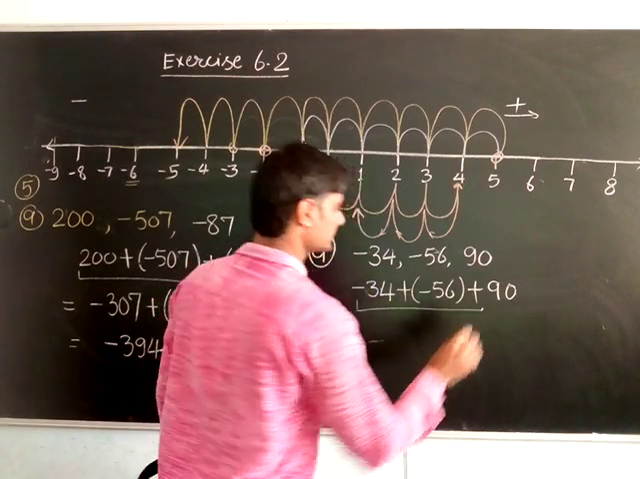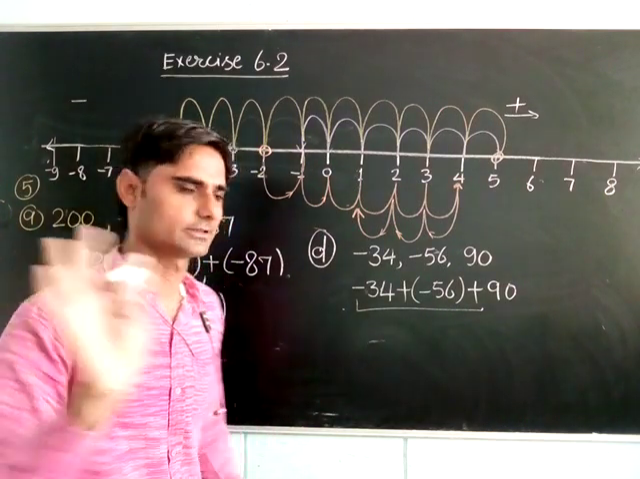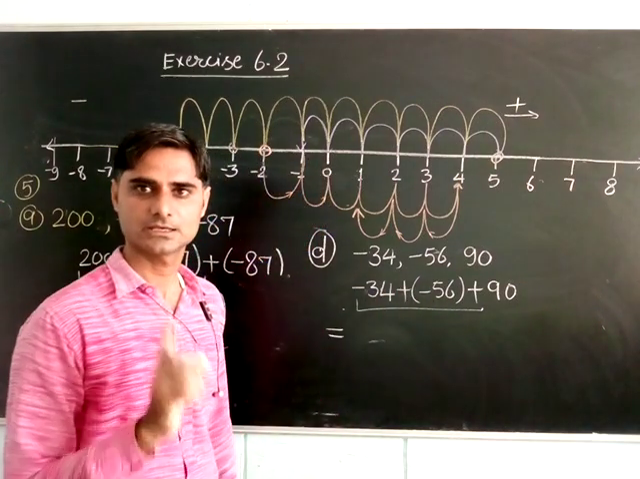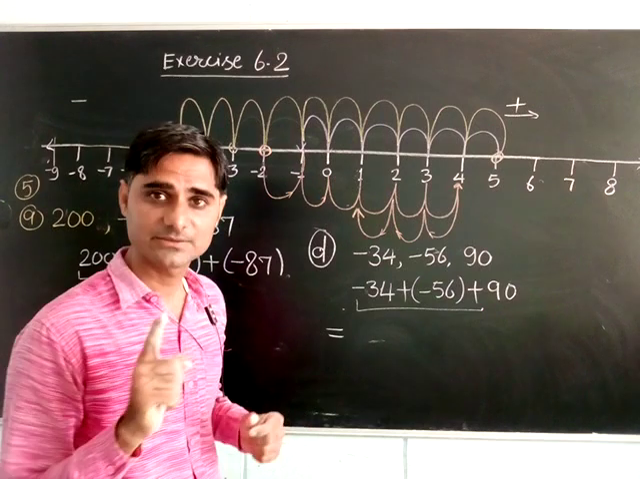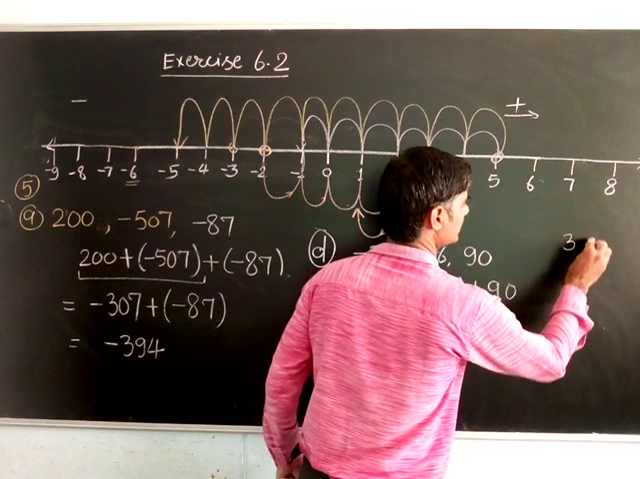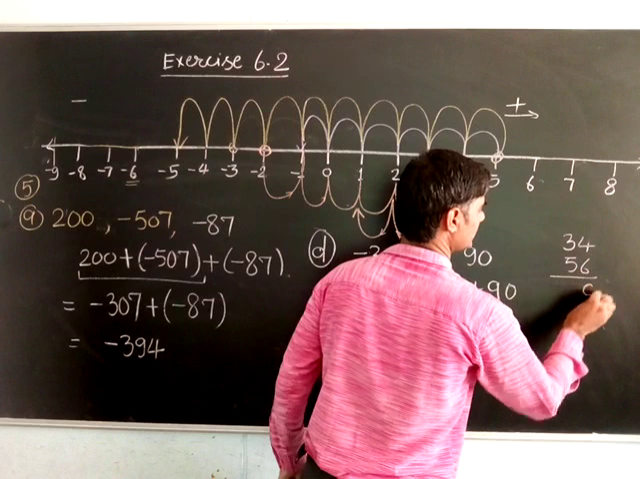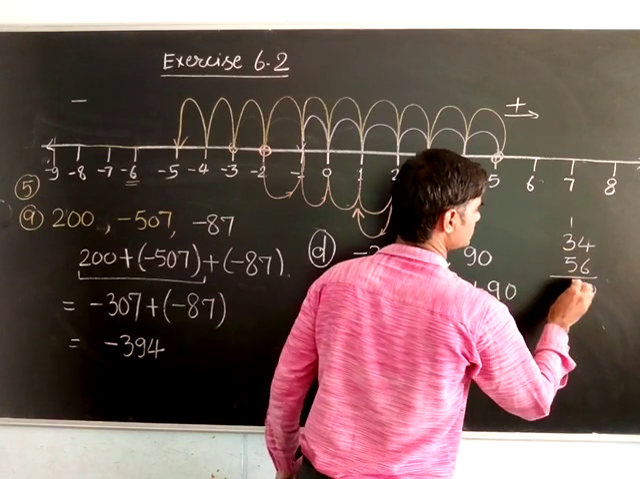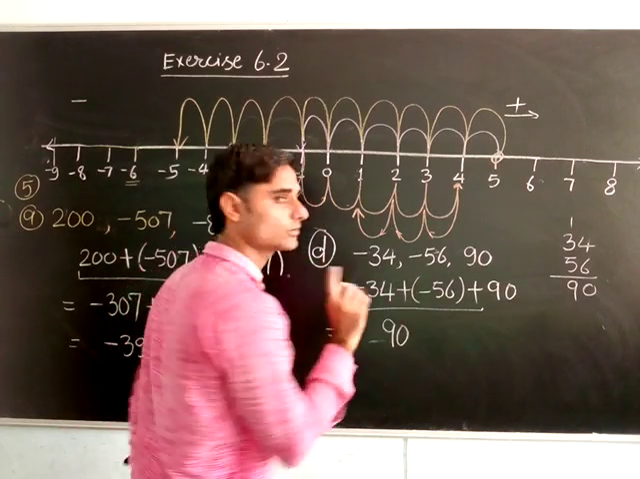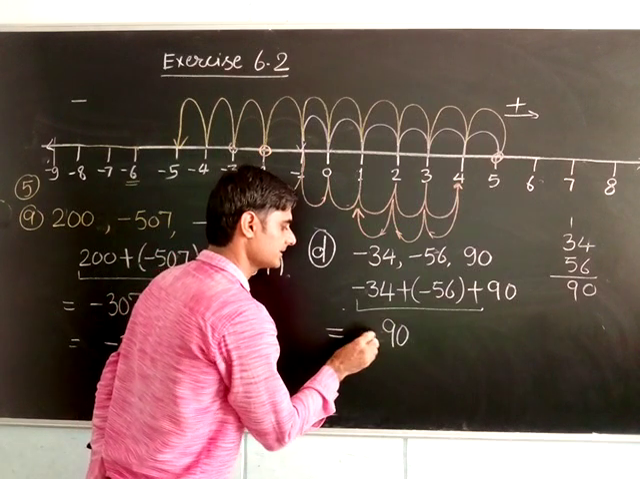First, take first two. शुरू वाले दोनों ले लो and solve them properly. How to solve? Both are having same sign. Yes, if both are having same sign, they will be added to each other. Just add them. Add here 34 plus 56. 6 plus 4 equal 10, 5 plus 3, 8 plus 1, 9. This is 90. 90 will come. Okay. The sign of 90 will be negative because both are having same sign.